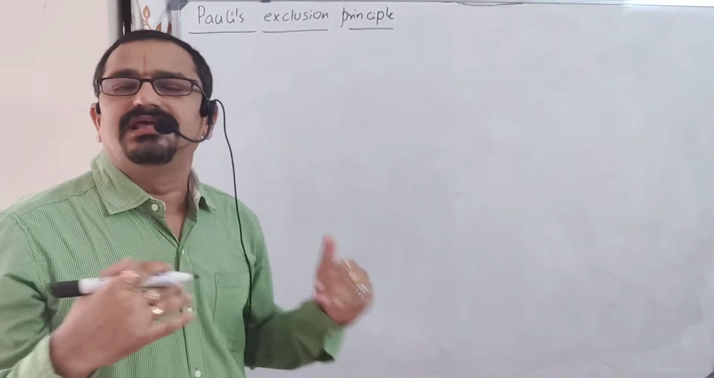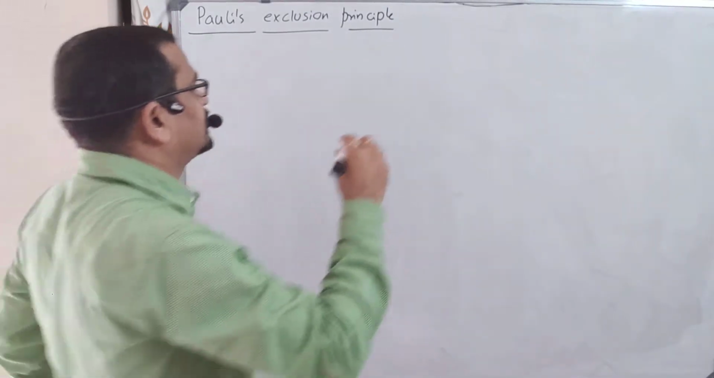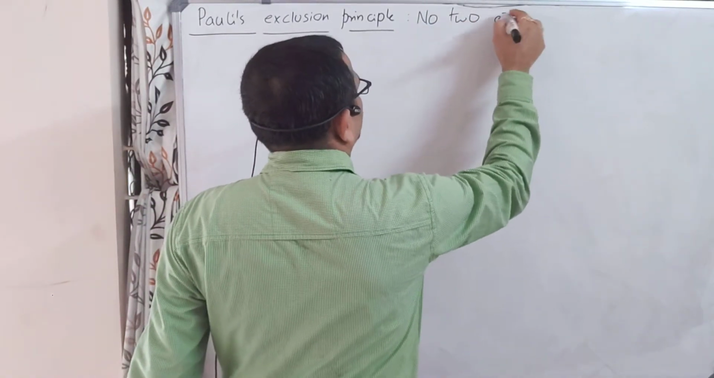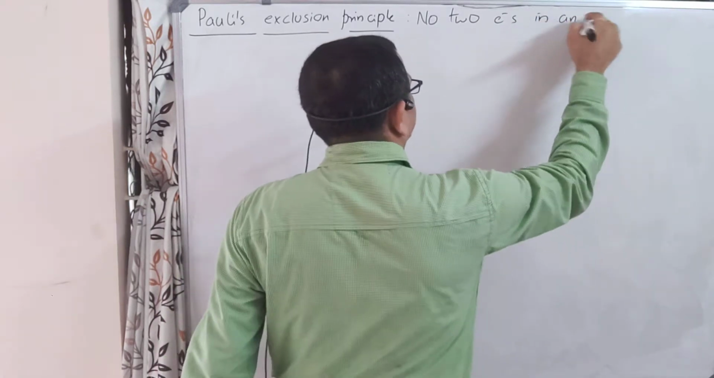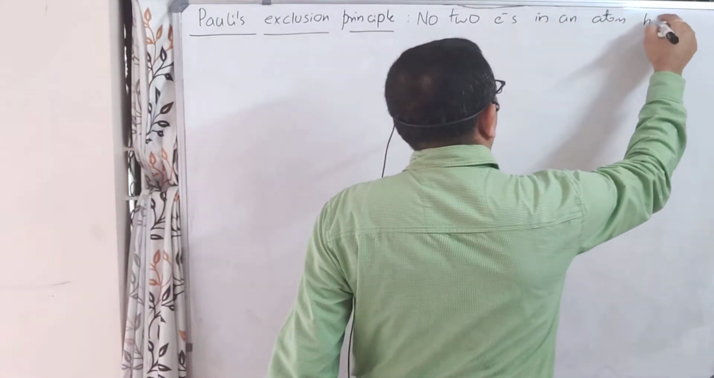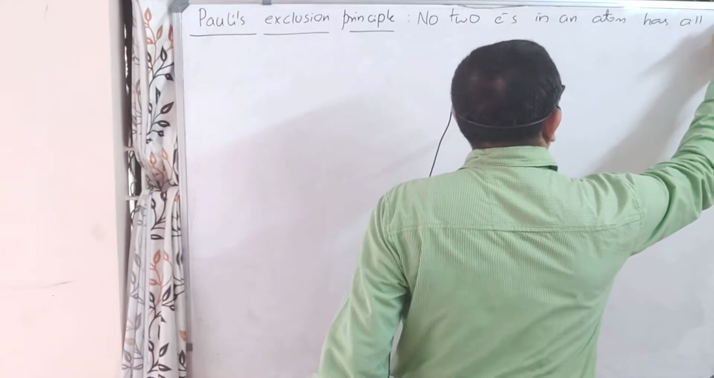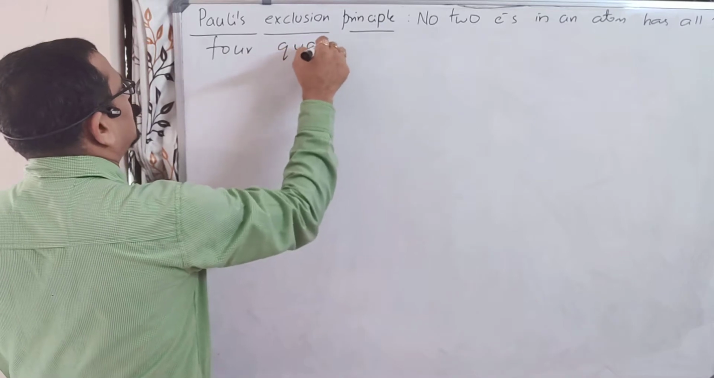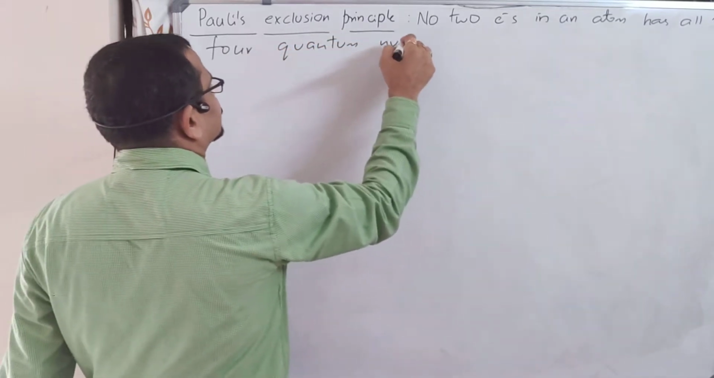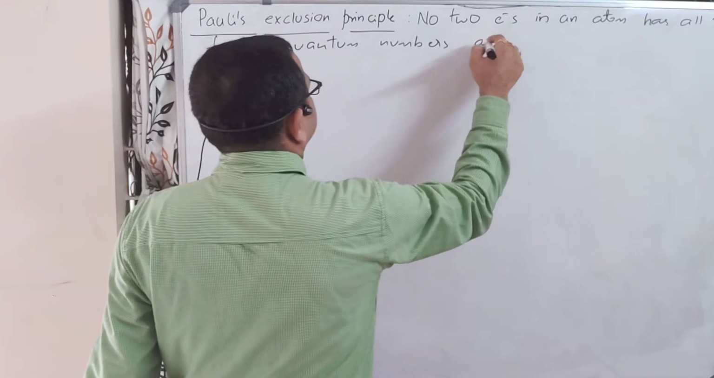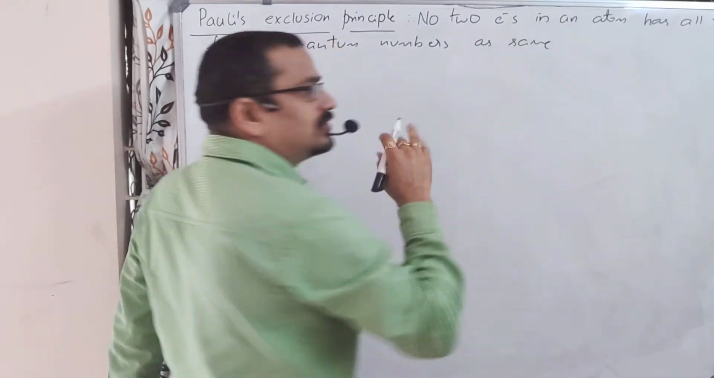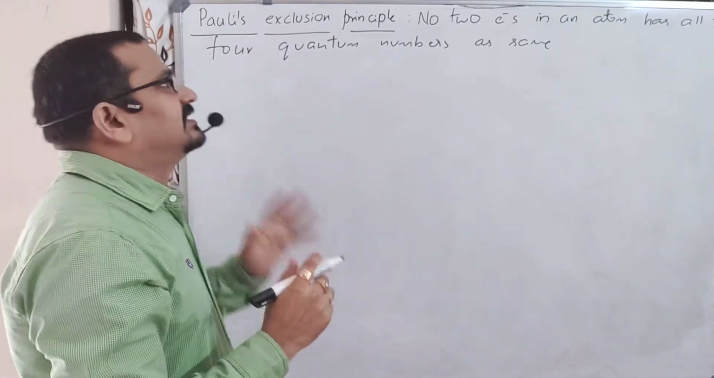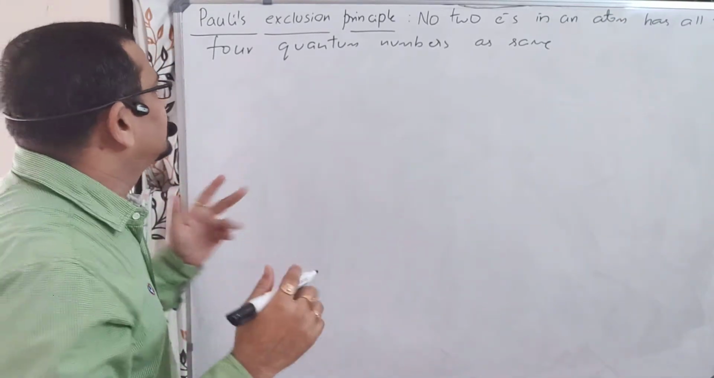The same was more clearly illustrated in this principle, according to which no two electrons in an atom have all four quantum numbers the same. No two electrons in an atom possess all the four quantum numbers as same. Okay, let us illustrate this with some examples.